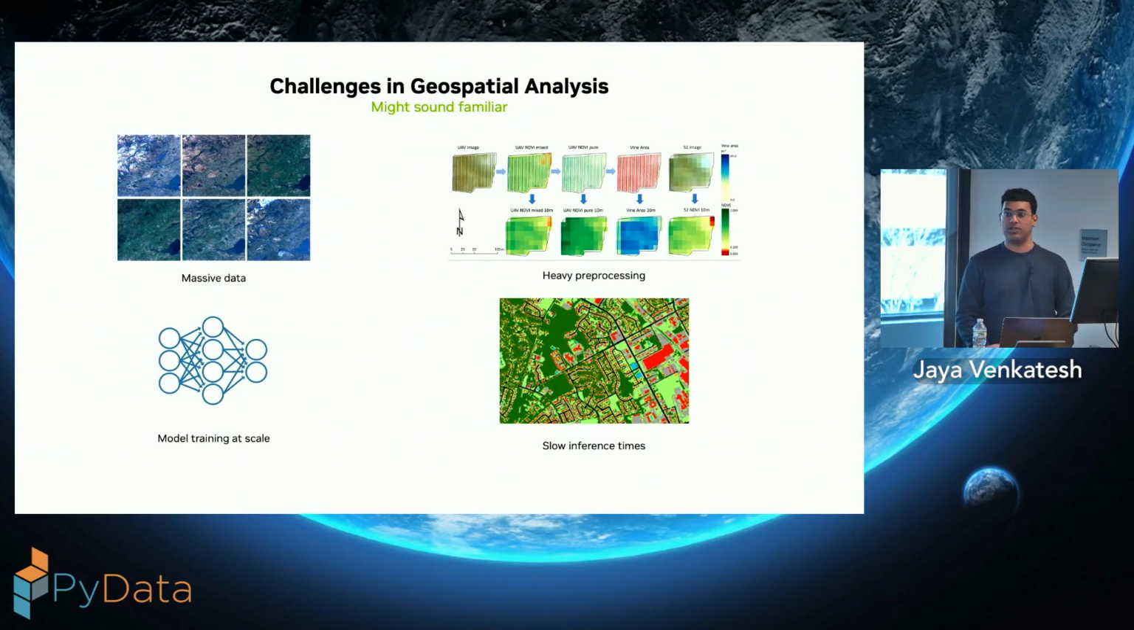So what are some of the challenges people face in geospatial analysis? These might be familiar to people who do machine learning or computer vision. Firstly, a big problem is the size of the data. Each satellite tile, on average, is about 900 MB to 1 GB, and if you want to do an analysis at a decent scale, you often end up with terabytes of data. This causes a huge problem for a lot of workflows. Geospatial analysis also has heavy pre-processing.